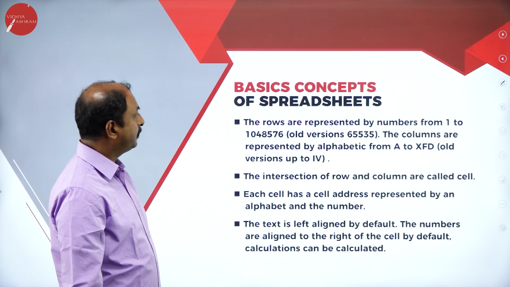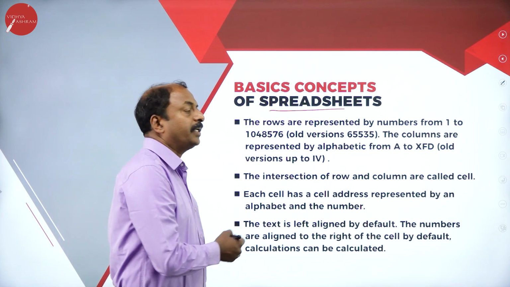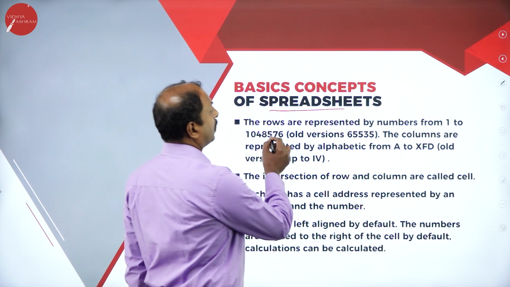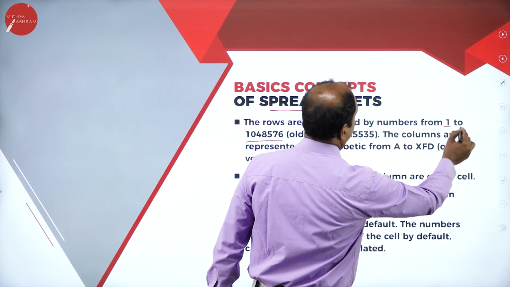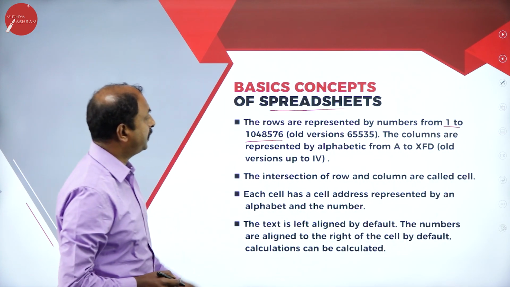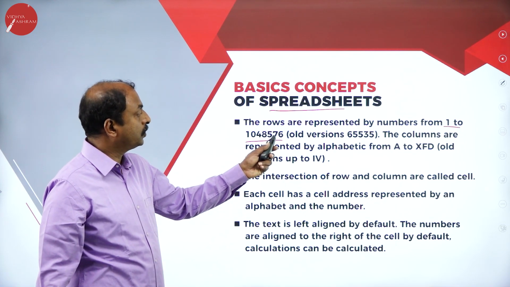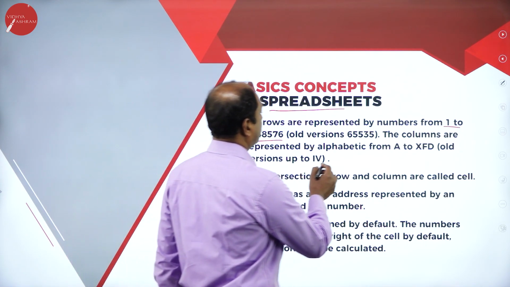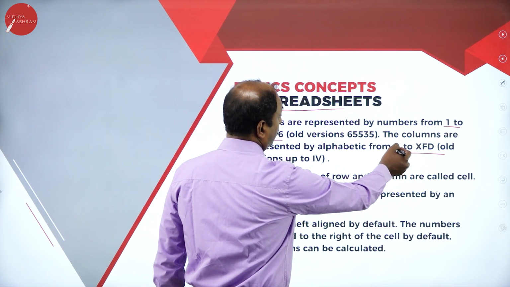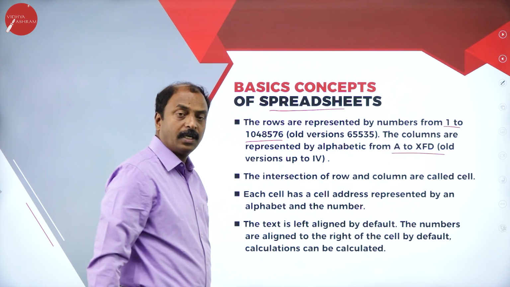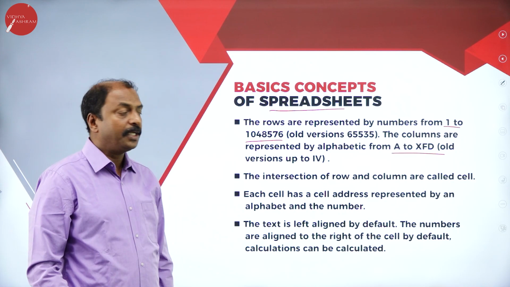In the next slide, these are the basic concepts of a spreadsheet. As we have seen in the first slide, the rows are represented by numbers starting from 1. You can imagine one Excel worksheet consists of so many rows, and the columns are represented by alphabets from A to XFD. This starts from A, and this is the last column. So you can imagine how big the worksheet is.